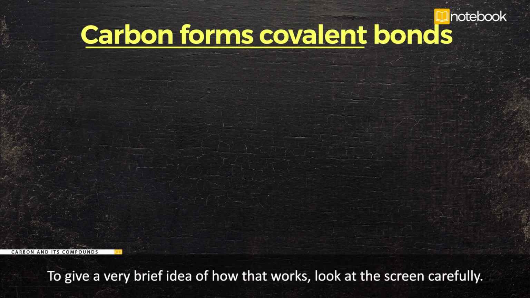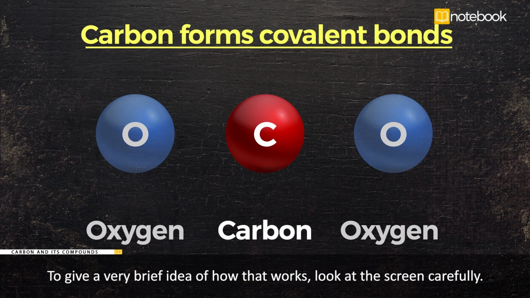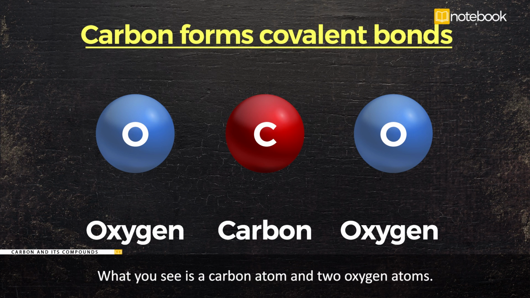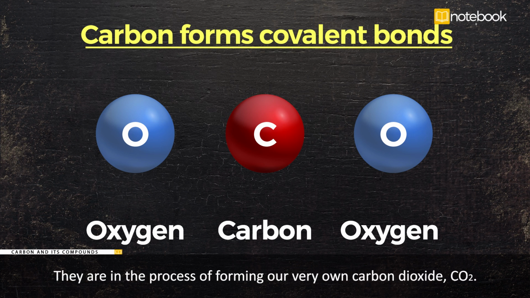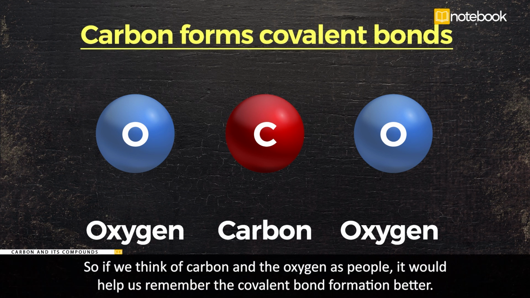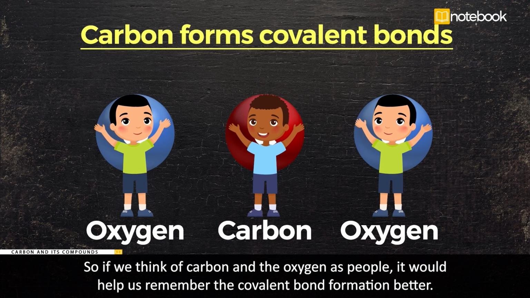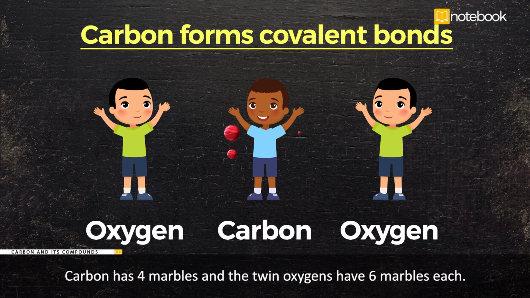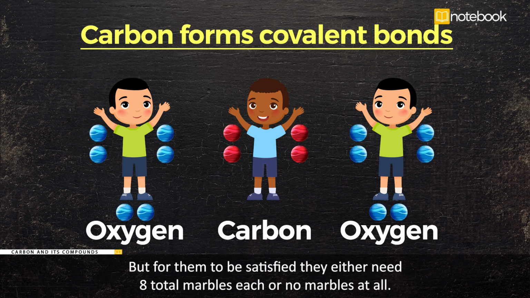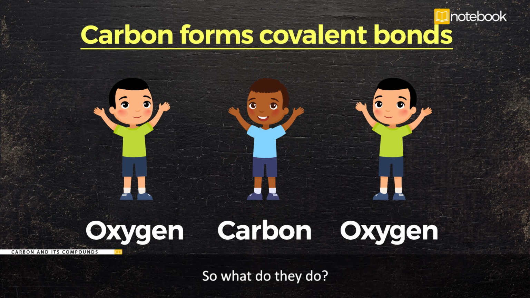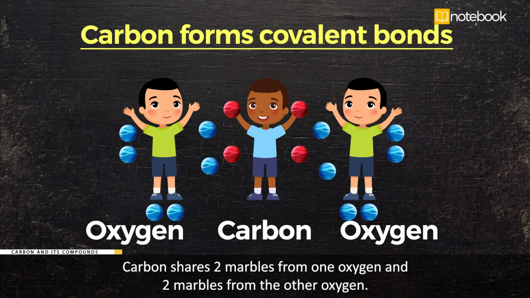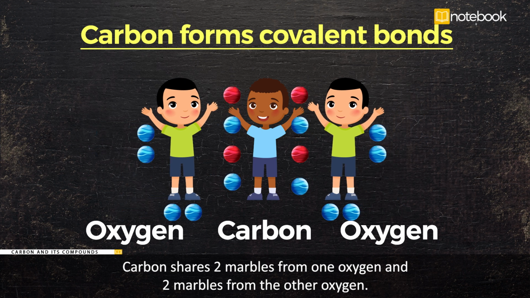To give a very brief idea of how that works, look at the screen carefully. What you see is a carbon atom and 2 oxygen atoms. They are in the process of forming our very own carbon dioxide, CO2. So, if we think of carbon and oxygen as people, it would help us remember the covalent bond formation better. Carbon has 4 marbles and the twin oxygens have 6 marbles each. But for them to be satisfied, they either need 8 total marbles each or no marbles at all. So what do they do? Carbon shares 2 marbles from one oxygen and 2 marbles from the other oxygen.